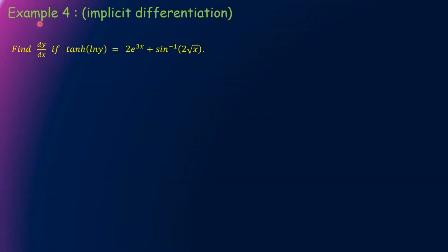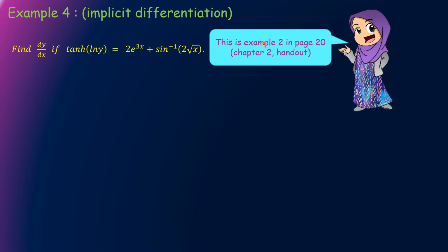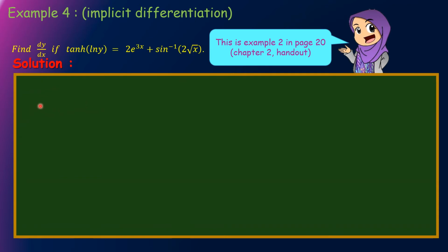Okay, now we continue with an example for implicit differentiation. Find dy/dx if tan(ln y) = 2e^(3x) + sin⁻¹(2√x). Actually, this is example 2 on page 20 in chapter 2 in your handout. Now we discuss the complete solution.